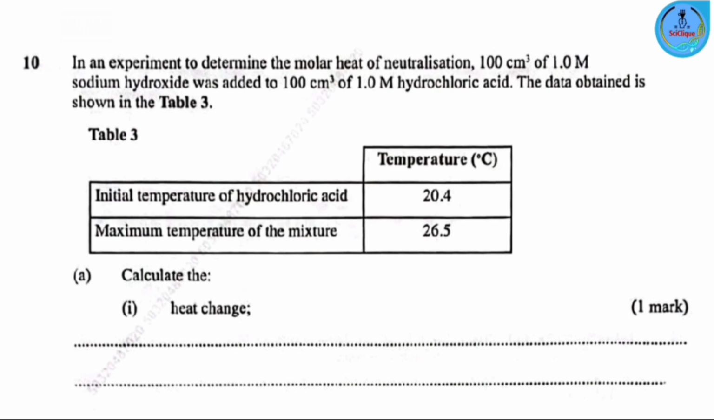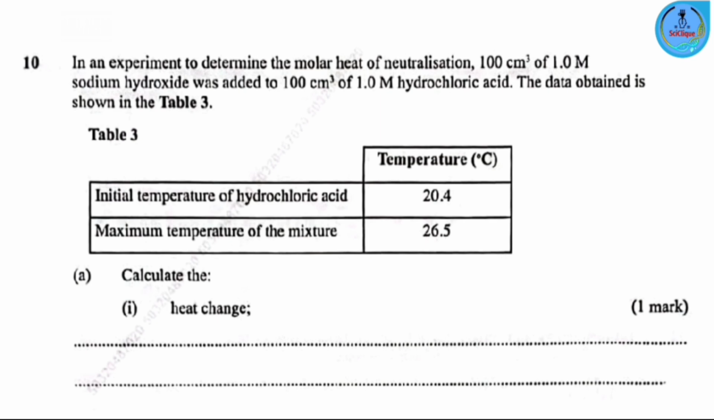So this is a neutralization reaction. And neutralization reactions are exothermic. They give off heat energy. As we can clearly see, the temperature rose from 20.4 to 26.5. What does this tell us? It tells us that heat energy was released into the surrounding, and this is the reason why we have an increase in temperature. Okay? Now part A, calculate the heat change.